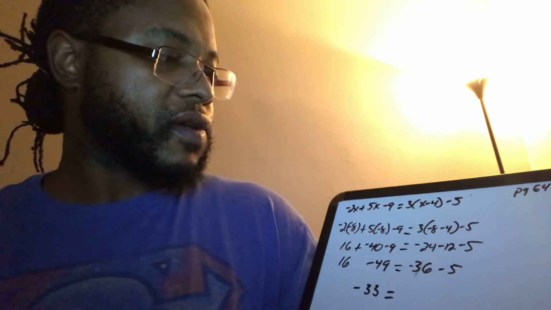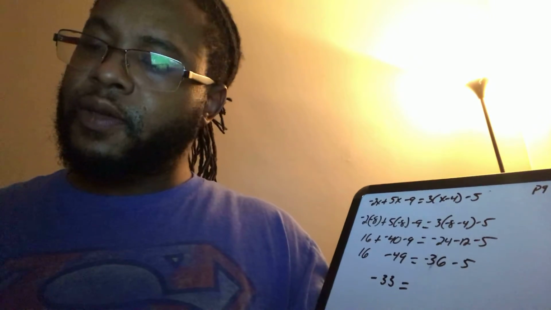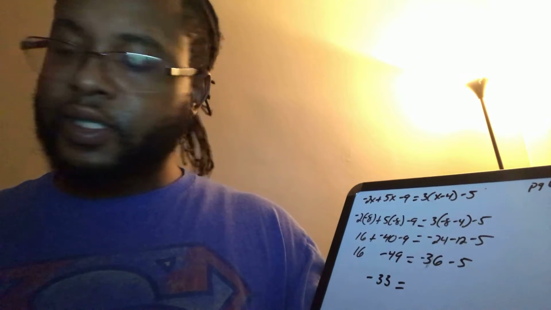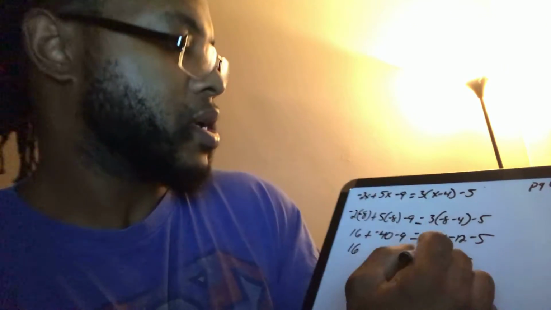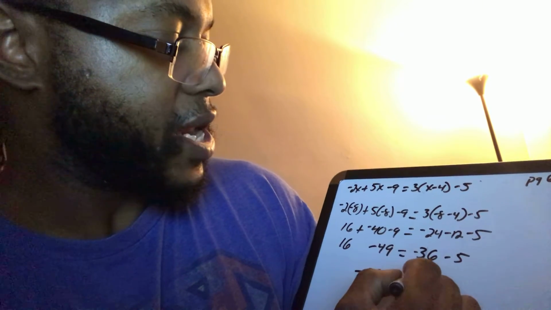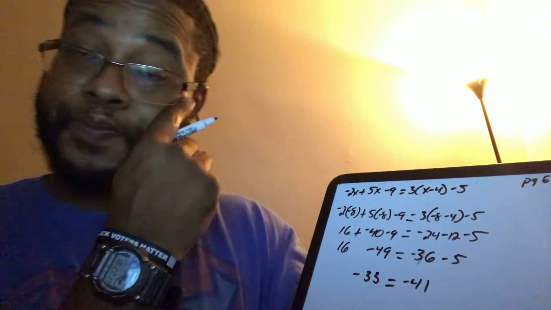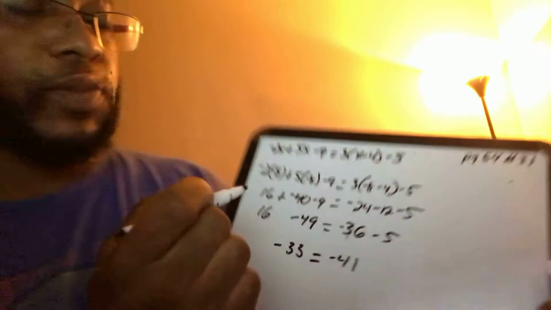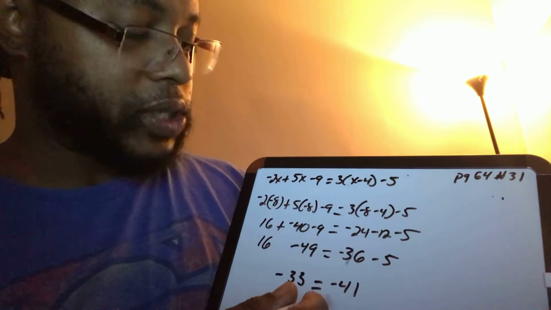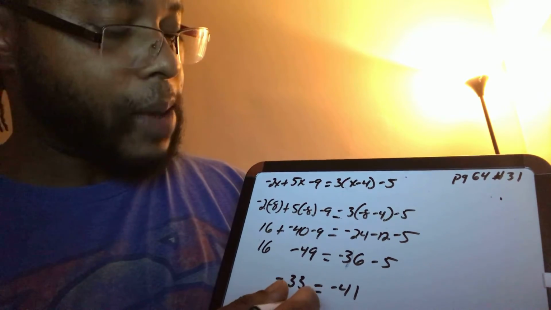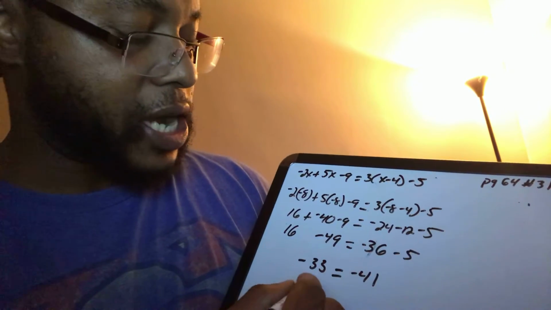And then negative 36 minus 5 equals a negative 41. So after going back and checking this problem and inserting a negative 8, negative 33 does not equal a negative 41. So that makes this a contradiction.